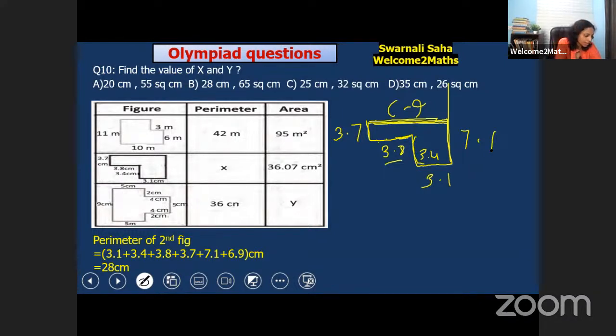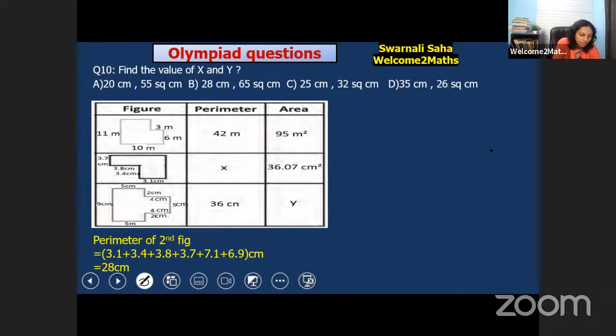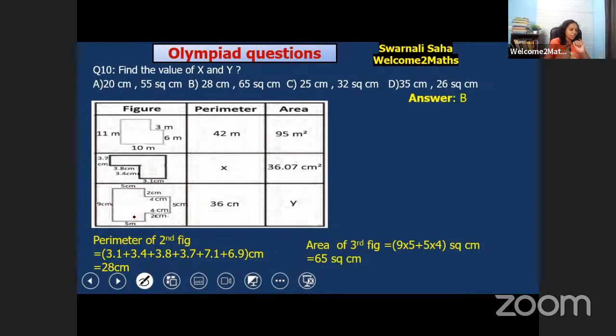Okay. And now the next one would be the area. So area would be how much? 9.5. You can see 9 into 5 and 5 into 4. Just we have to multiply only, because we have to find out only the area, not all the stuff. So we add this and we get 65. So B is the answer. Very good. B is the answer.